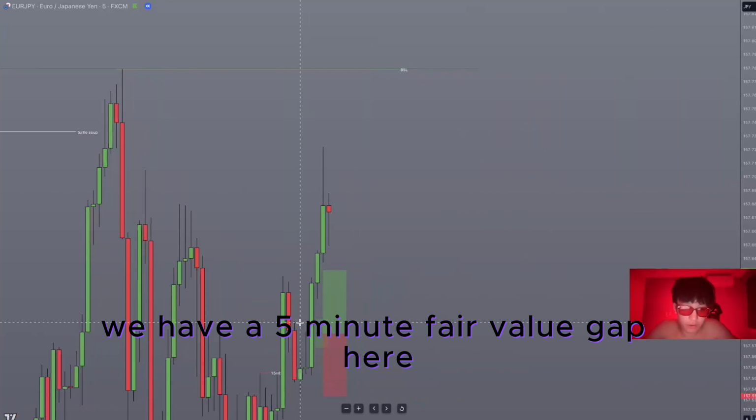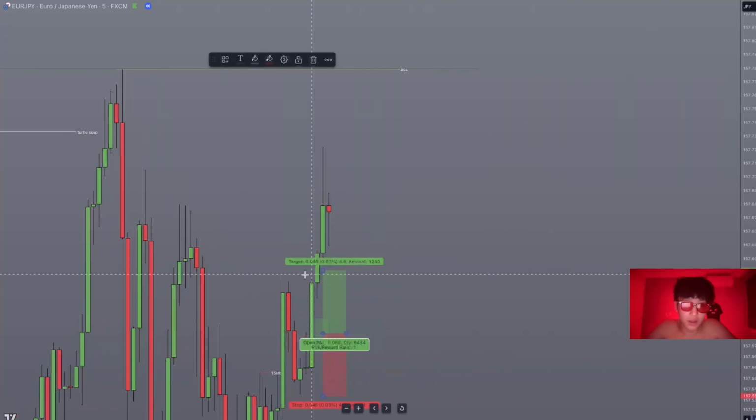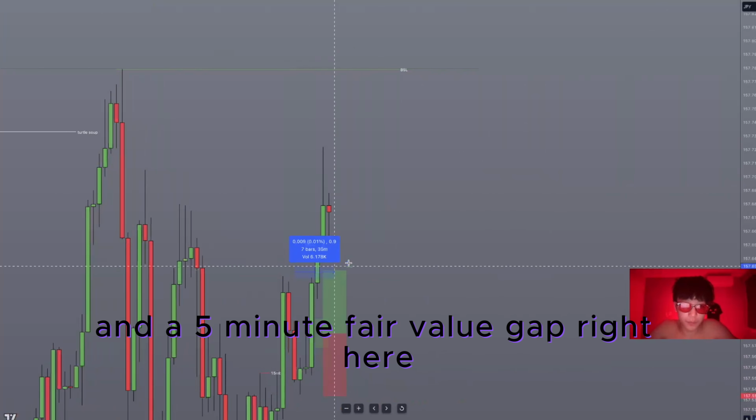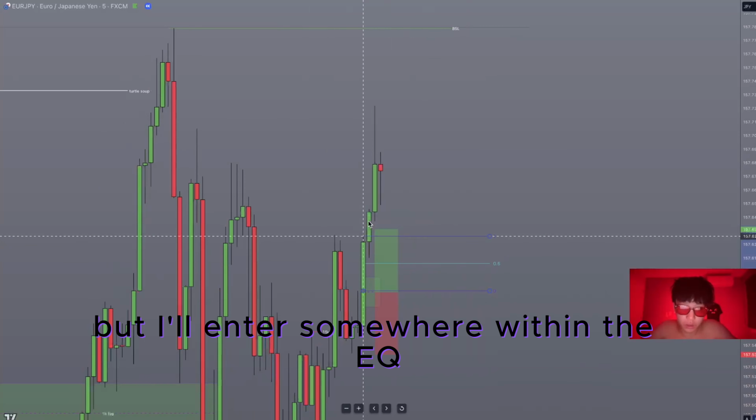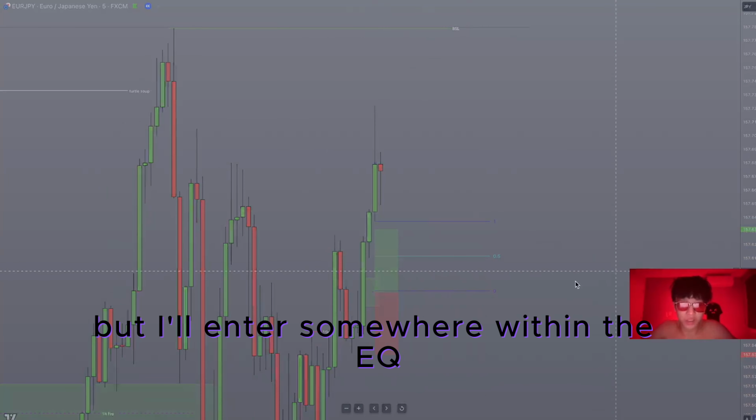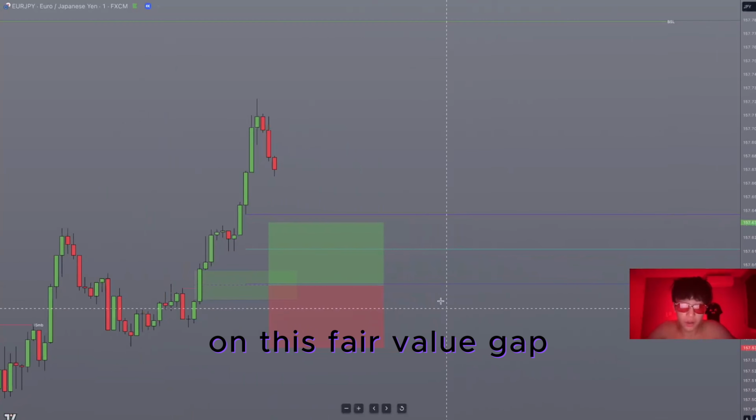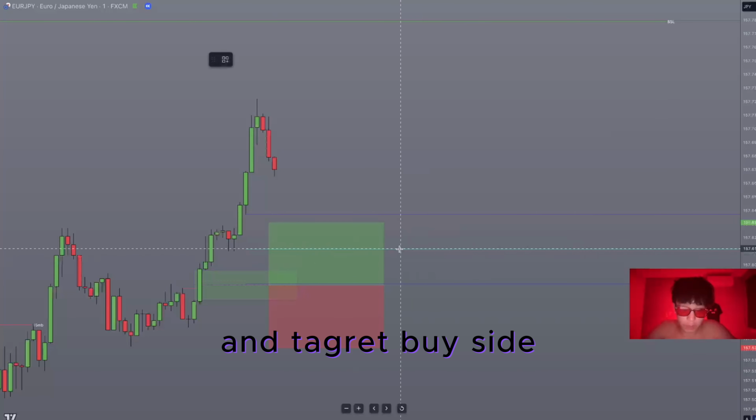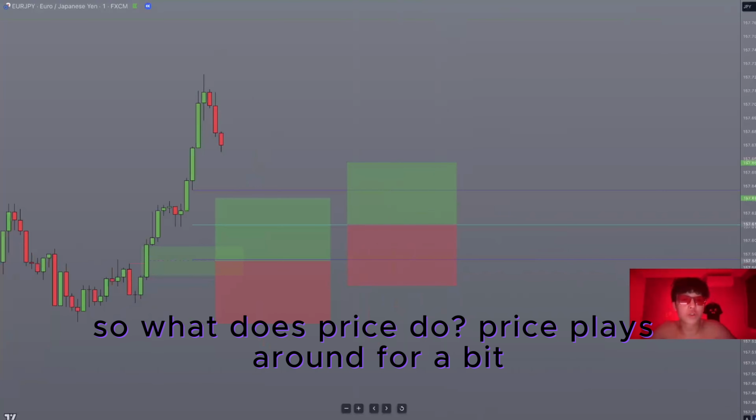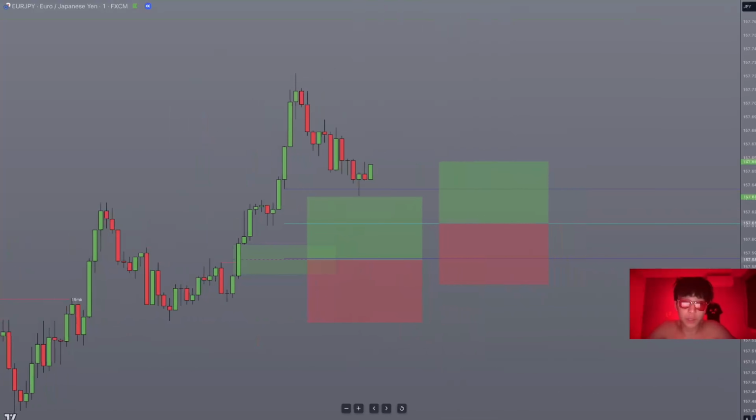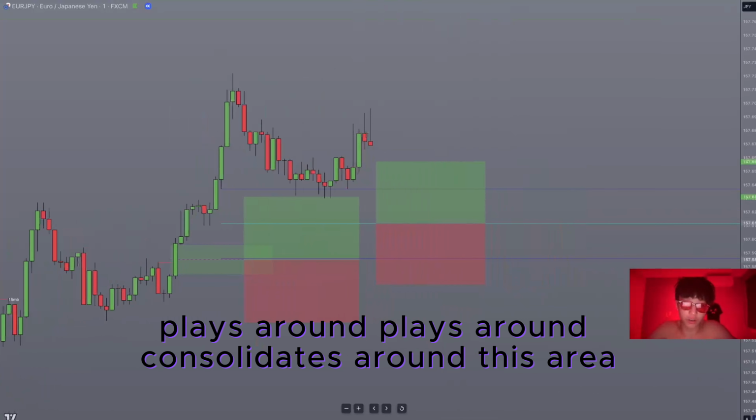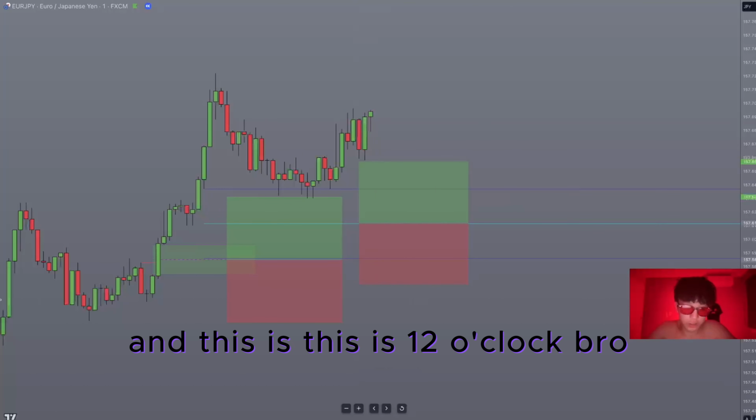And then at the same time, I also realized, oh cool, we have a 5-minute fair value gap here and a 5-minute fair value gap right here, so I can enter on either one of these fair value gaps, but I'll enter somewhere within the EQ on this fair value gap and we'll target buy side. So what does price do? Price plays around for a bit, consolidates around this area, and this is 12 o'clock, bro.